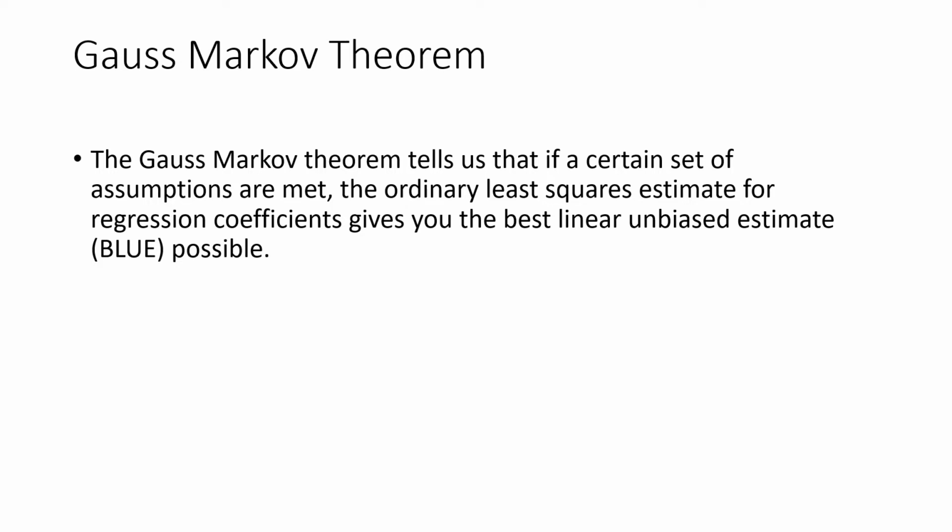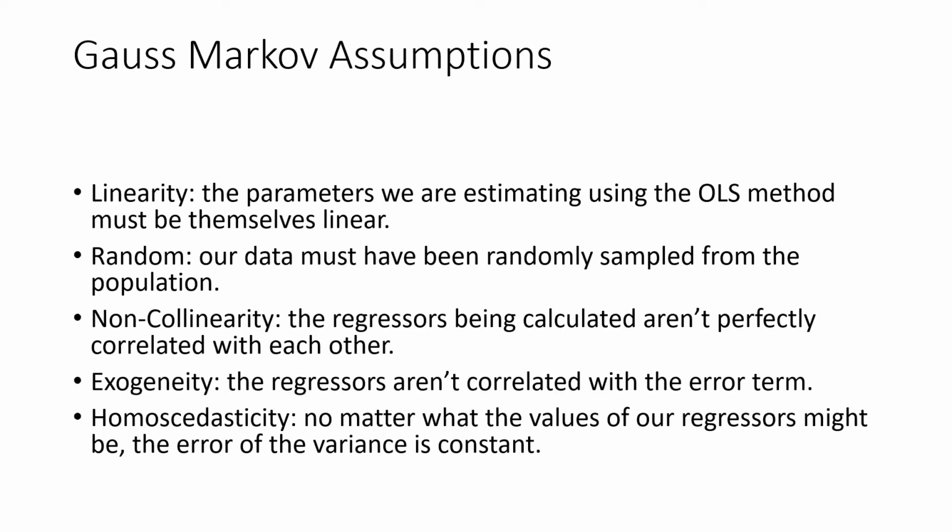In the first to the second line itself, it tells us that you have to meet certain assumptions. Only after meeting the assumptions, your ordinary least squares estimate would give you BLUE. So what are these assumptions? This is very important as far as the Gauss Markov Theorem is concerned. The assumptions are linearity, randomness, non-collinearity, exogeneity, and homoscedasticity. These are the important assumptions. Let's understand each of these assumptions in detail.